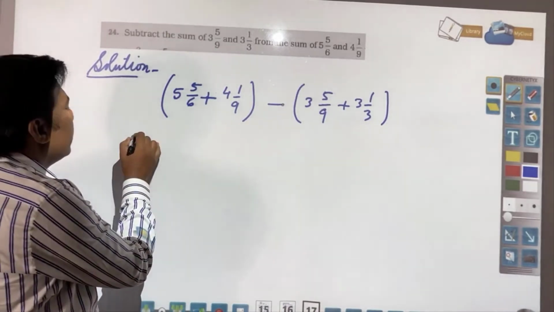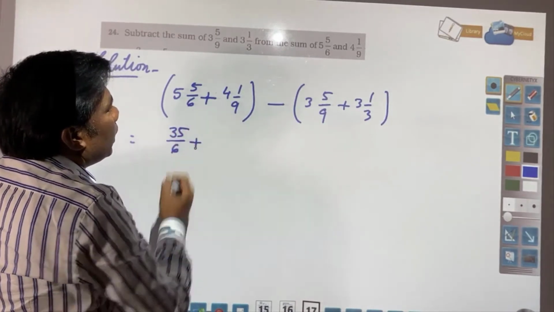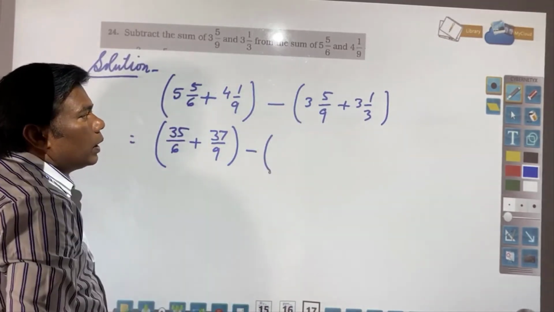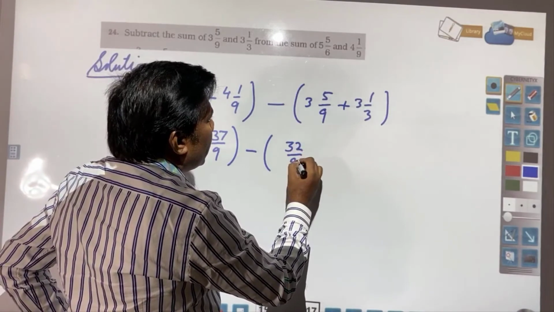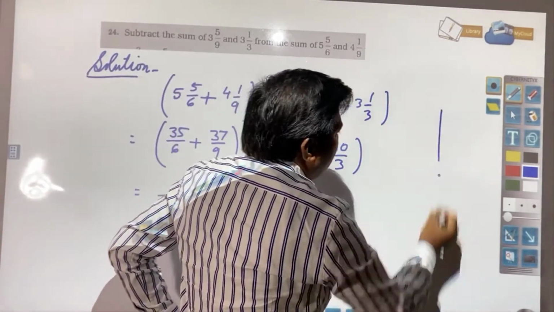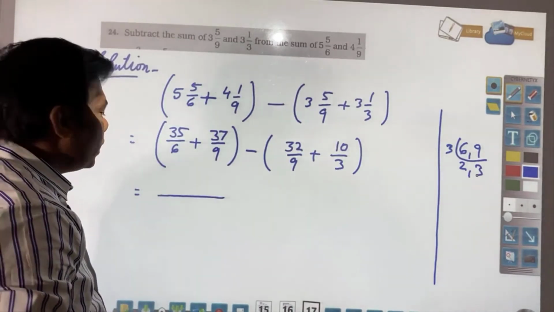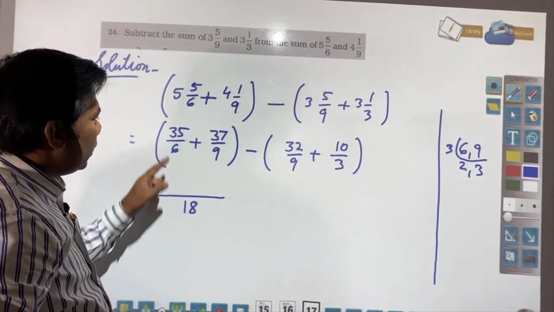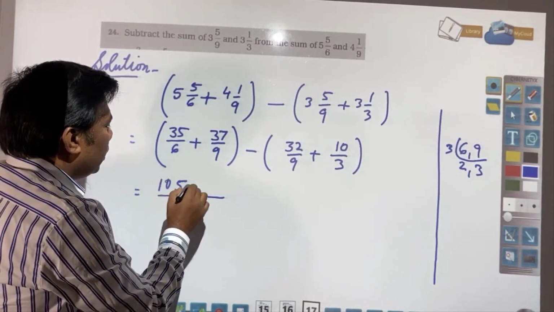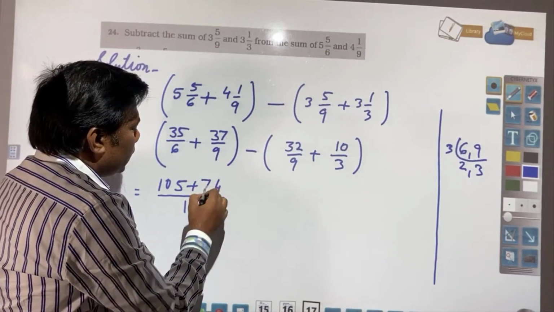And then simple simplification is there, you need to simplify. This you simplify. 6 5s are 30 plus 5 will be 35 by 6, plus 9 6s are 54 and 1, 55 by 9... Actually 6 is 36, 1 and 1, 37 by 9, minus 9 3s are 27 and 5 will be 32 by 9, plus 10 by 3. Now here you see, LCM of 6 and 9 you need to find out. 3 2s are 6, 3 3s are 9, 3 2s are 6, 6 3s are 18. 6 3s are 18, 3 into 35, 3 5s are 15, 3 3s are 9 and 1, 10. Plus 9 2s are 18, 2 7s are 14, 2 3s are 6 and 1, 7.